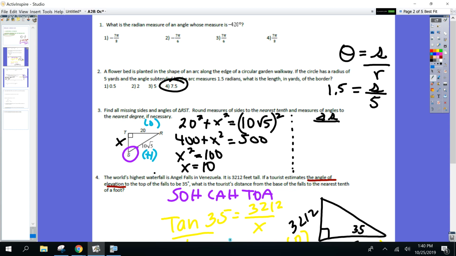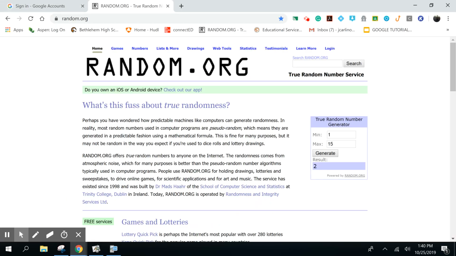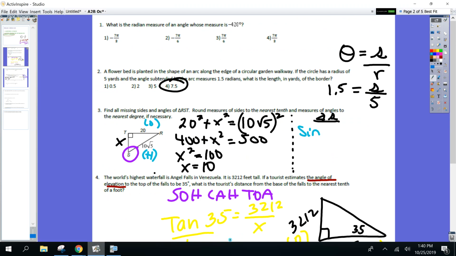Yep, so what about it? What do we use out of the three? Sine. In a second we will. Sine of, okay, help. Little help. Sine of what angle?